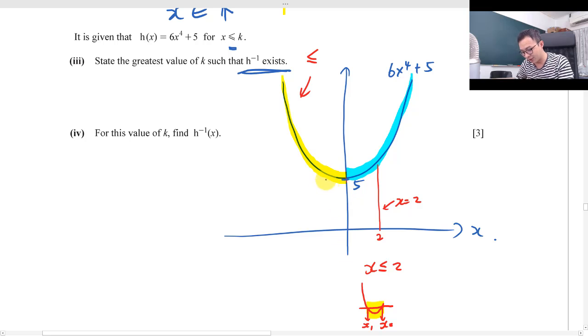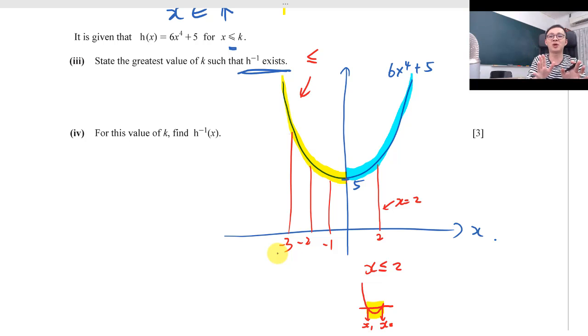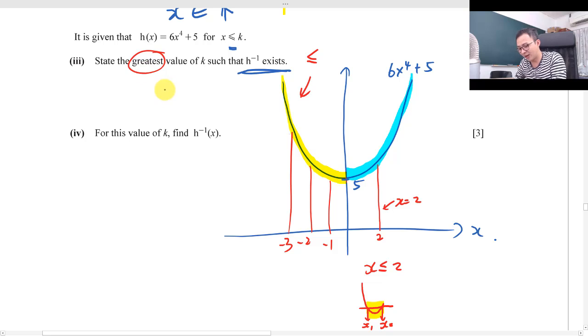Yeah, I can take the 0, I can take the -1, I can take the -2, I can take the -3, and so on. As long as from -1 backwards, then the function should be 1 to 1. But over here, they want the greatest. So therefore, k is equals to 0.